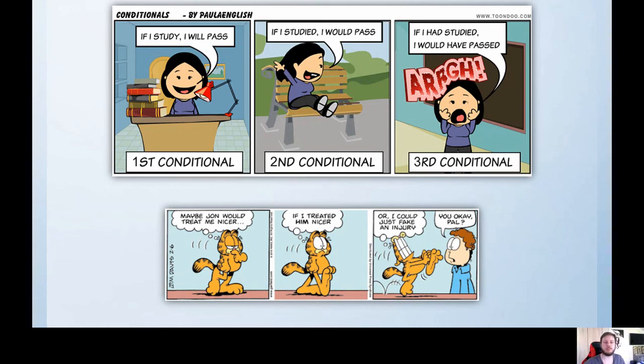If I had studied, I would have passed. Okay? And we have one more example with Garfield. He's using second conditional. Okay? Maybe John would treat me nicer if I treated him nicer.